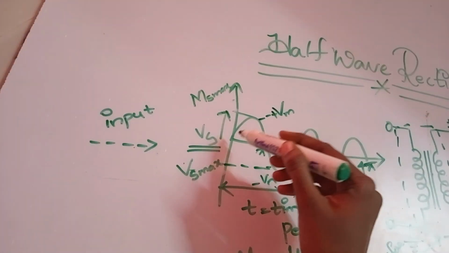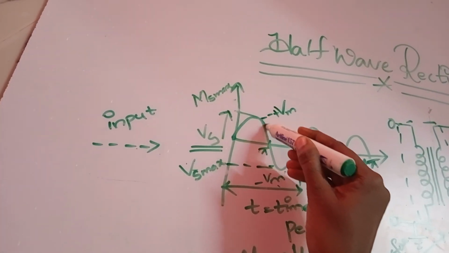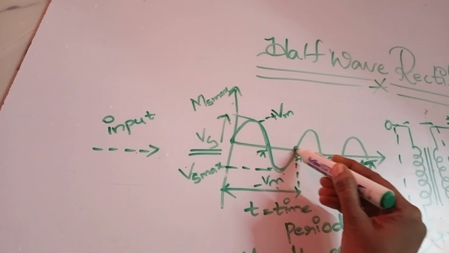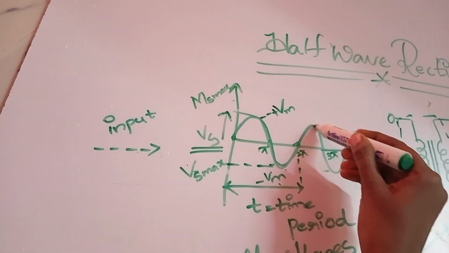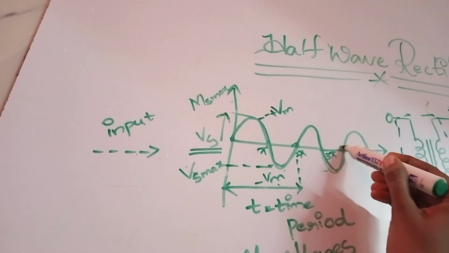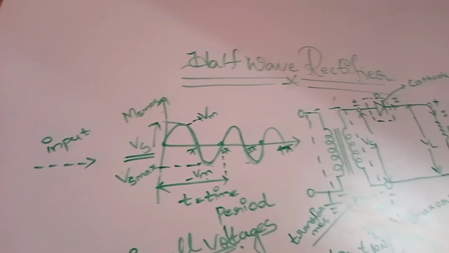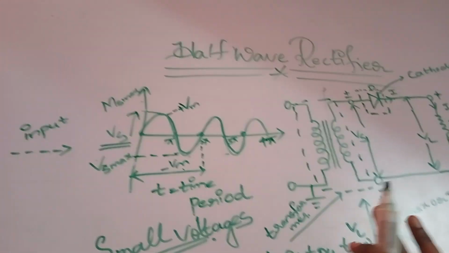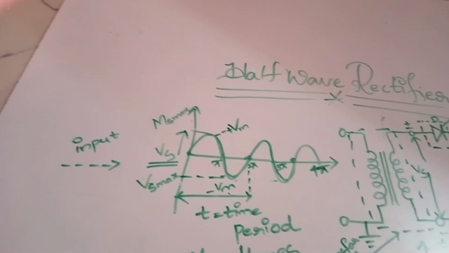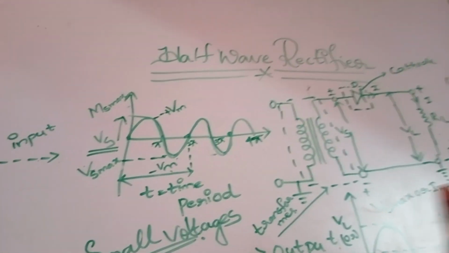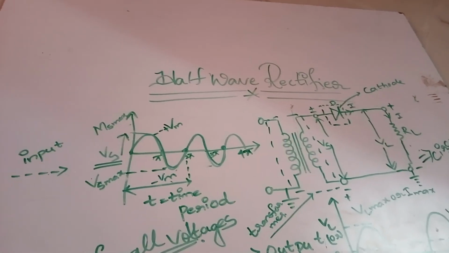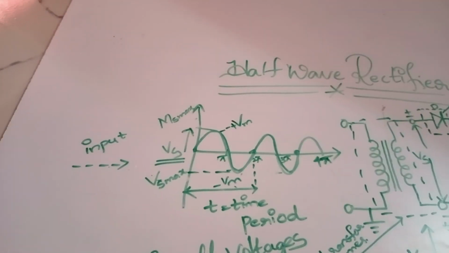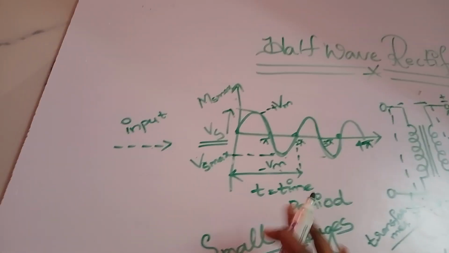So one complete cycle from starting here to here is one cycle, and another cycle starts from here and it ends here, and another cycle. So we will have that number of cycles. There will be a continuation of the sinusoidal waveform. So here T is the time period.